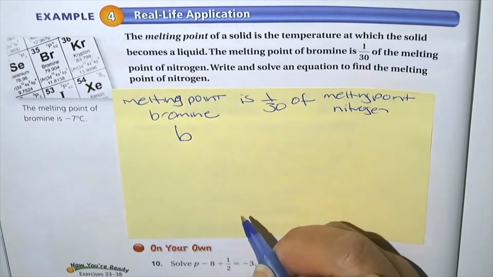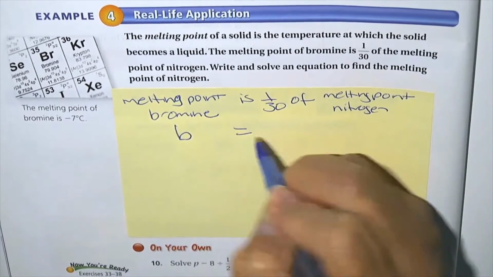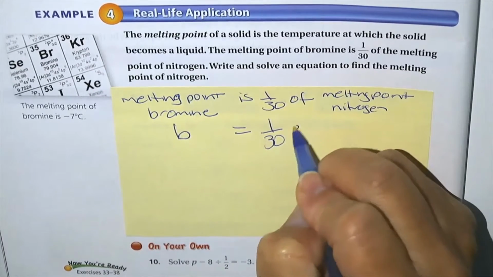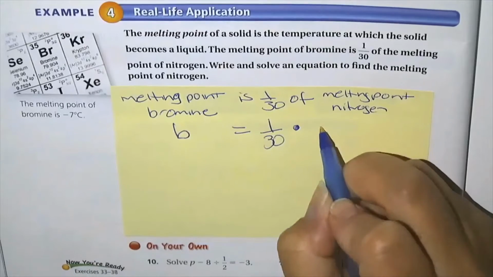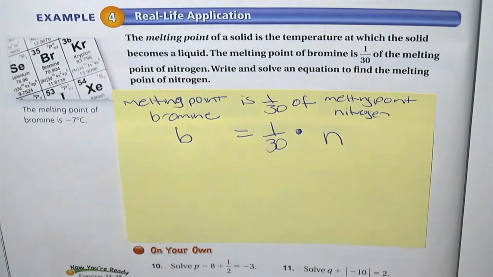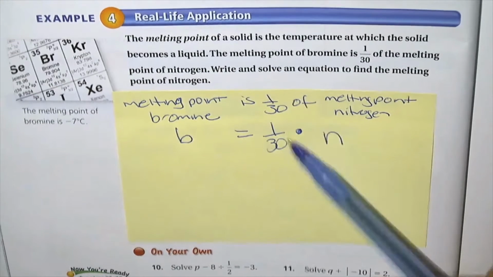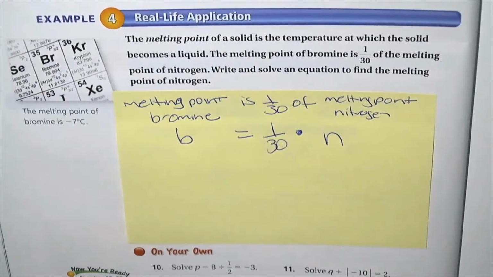Bromine is 1/30 of nitrogen. Is means equals, of means multiplication. So we've taken the information, we've turned it into an equation.